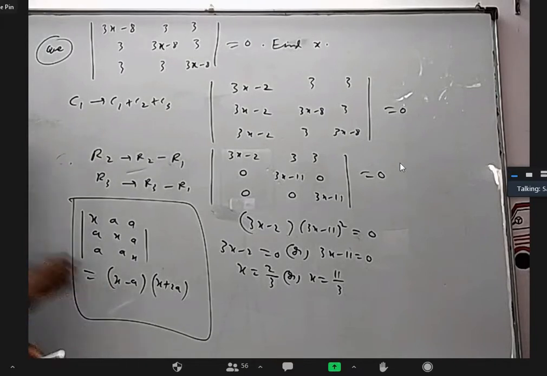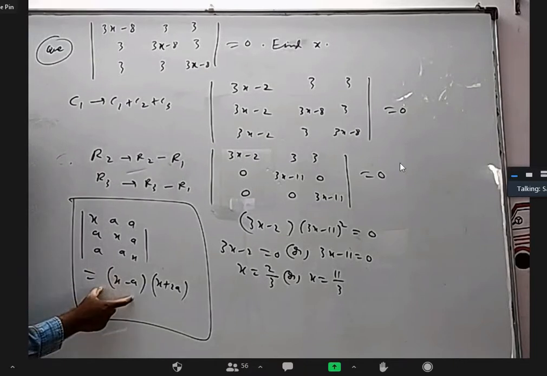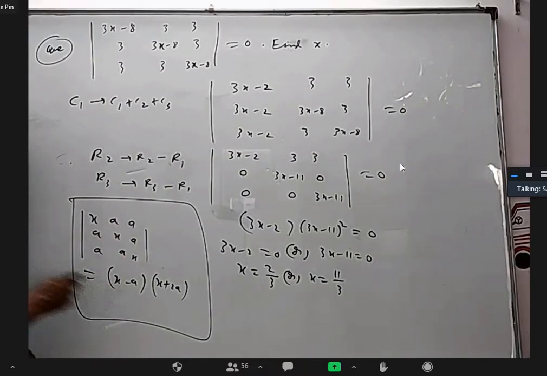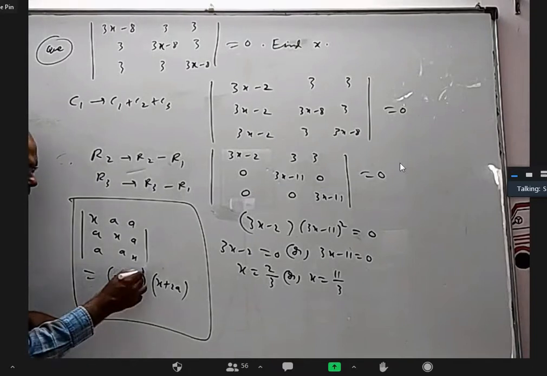No, the first one. You know why? When you put x equal to a, if two columns are equal, I would have written it only once. But 3 columns are equal, so it should be factored at least twice. So you'll get a square once here.